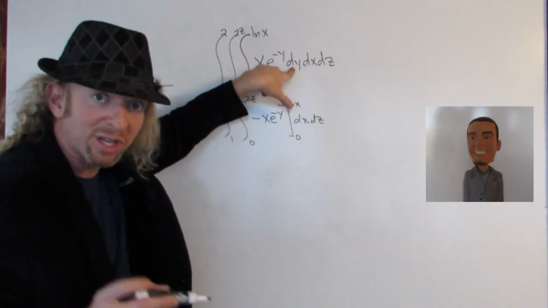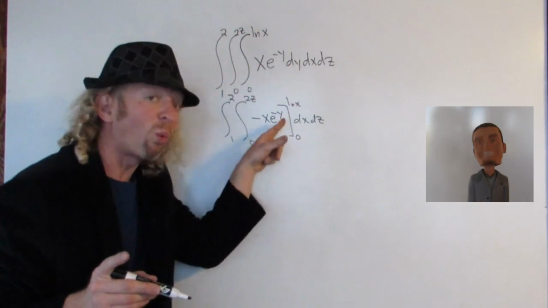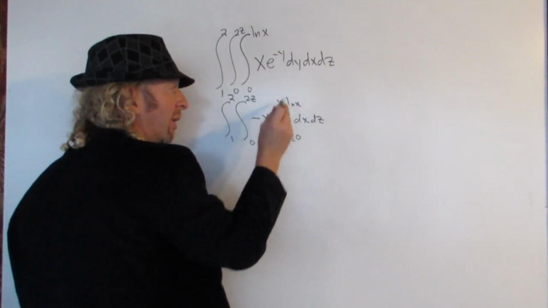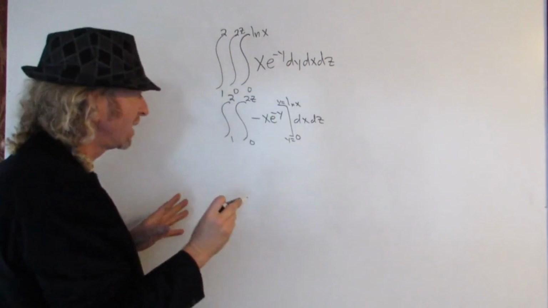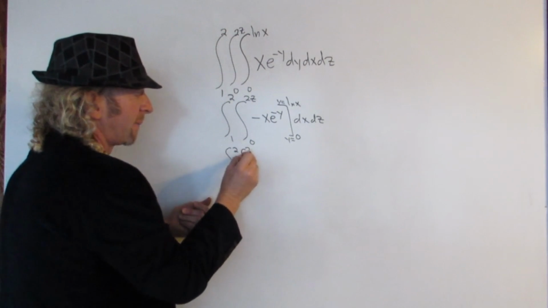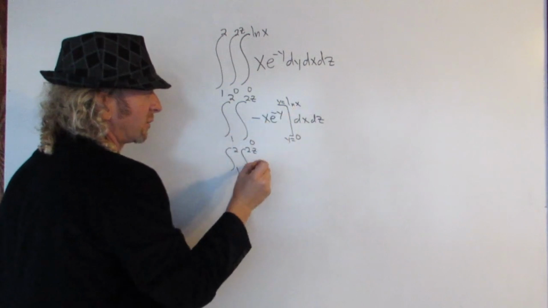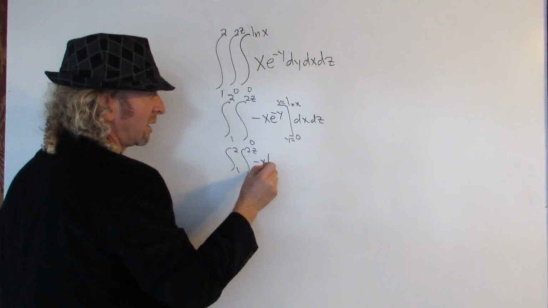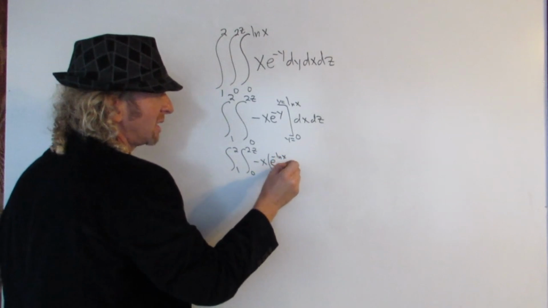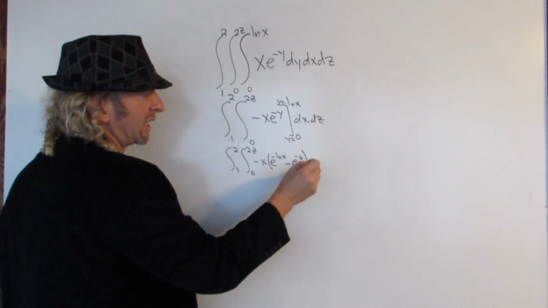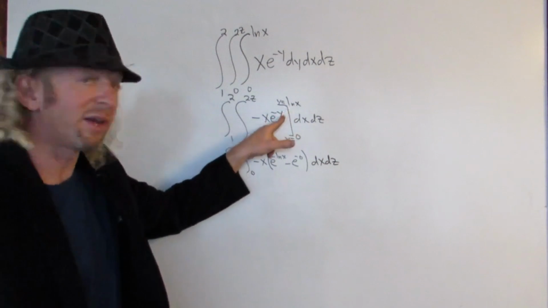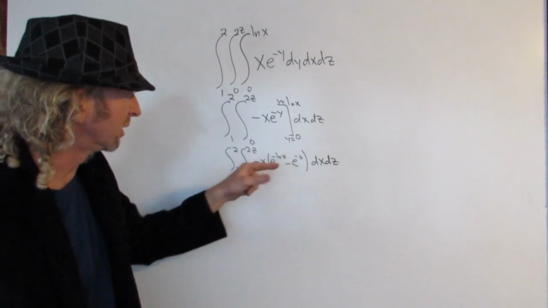Now be careful here. We integrated with respect to y, so these limits are y values. So this is y equals ln x and y equals 0. Be really, really careful when you're doing these problems. Always take your time. So I'm going to write this again. 1 to 2, 0 to 2z. First plug in ln x, so we get negative x. I'm going to leave the x outside. So we get e to the negative ln x, minus e to the negative 0, dx dz. We plugged in ln x, looks good. Plugged in 0, looks good.